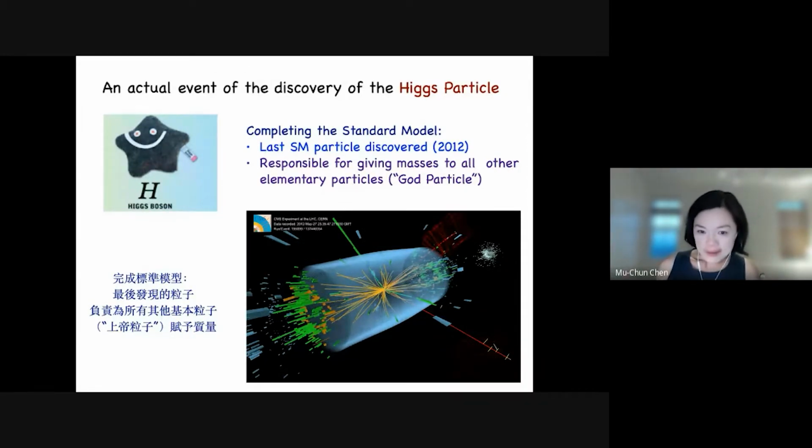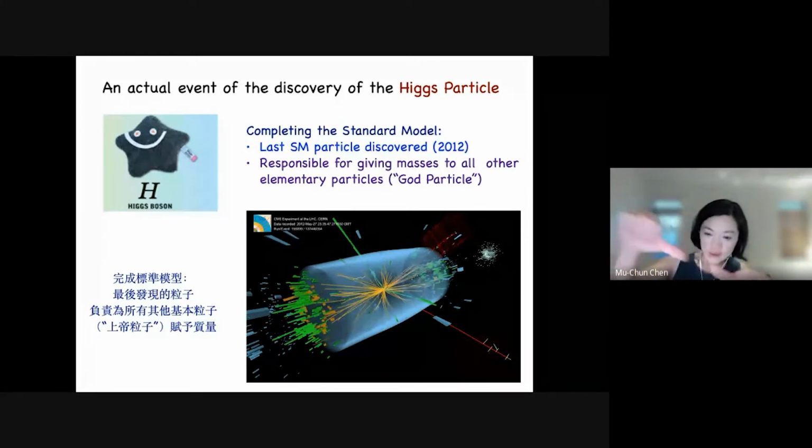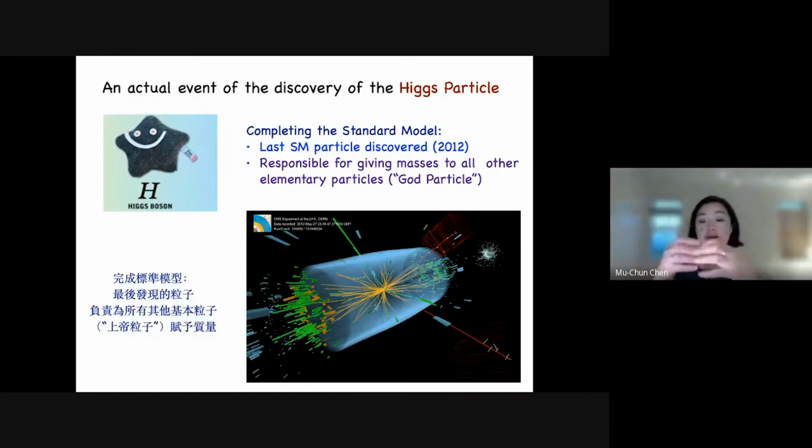So what I show here is an actual event at the CMS experiment at the LHC, and I believe Taiwan has a very big presence at CMS. And this is an actual event of the Higgs particle discovery. So you have two beams coming in, they collide, and protons get broken up and produce subsequent particles, which then subsequently turn into other particles. And just by studying these very complicated interactions, we are able to deduce the properties of these elementary particles, and possibly discover new particles that we haven't thought about.